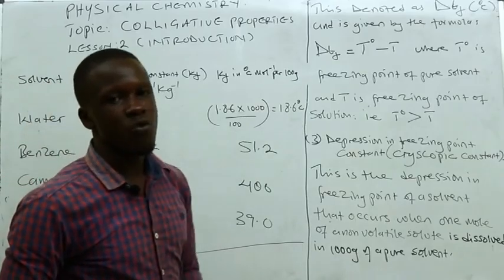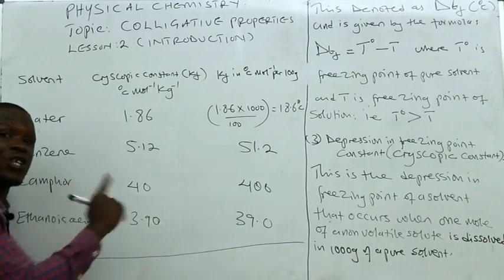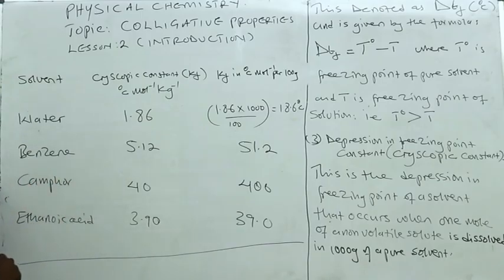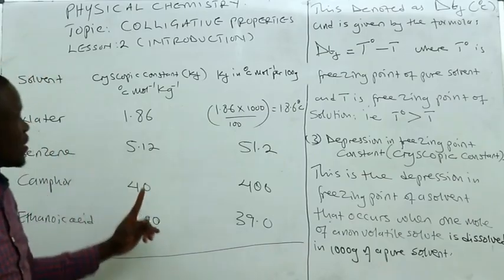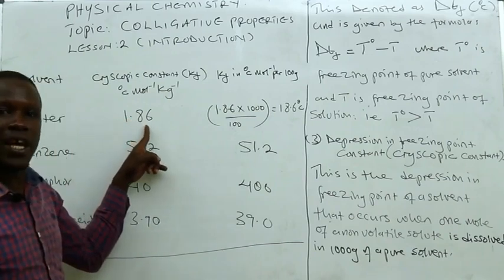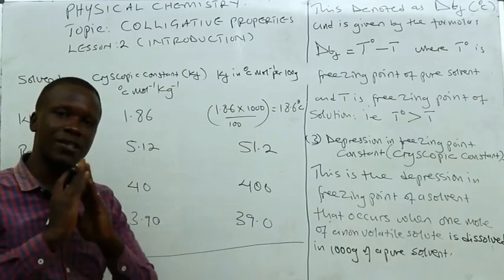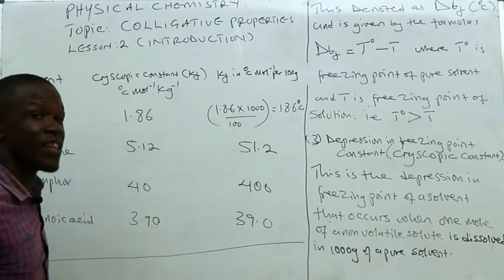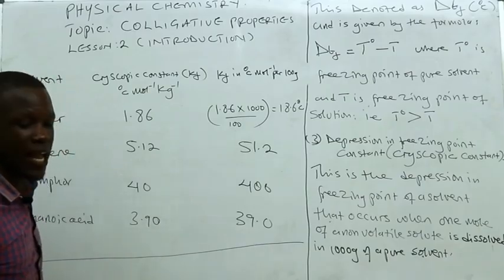Now, when we know these constants, it is very possible for us to proceed and look at the calculations involved, because these constants are easy for us to use. Remember, I've said that these constants mean that this is the depression in freezing point caused when 1 mole of any solute, irrespective of its nature, as long as it's non-volatile, is dissolved in 1,000 grams of water. So we can base on that to make a calculation.